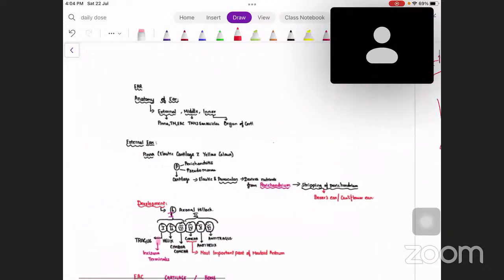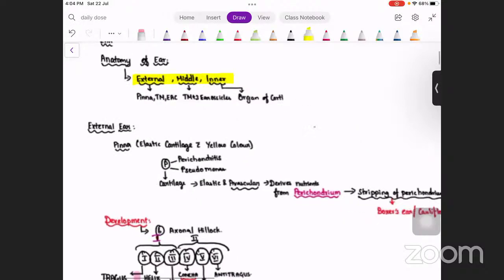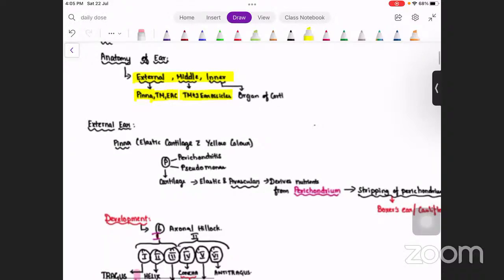Speaking about the anatomy of ear, we divide the anatomy of ear into 3 portions: external ear, middle ear, and inner ear. External ear is further divided into pinna, tympanic membrane, and external auditory canal, while the middle ear contains the ear ossicles, while the inner ear contains the organ of Corti. A very, very important MCQ is this: organ of Corti is located where? Inner ear. The organ of Corti is located in the inner ear.